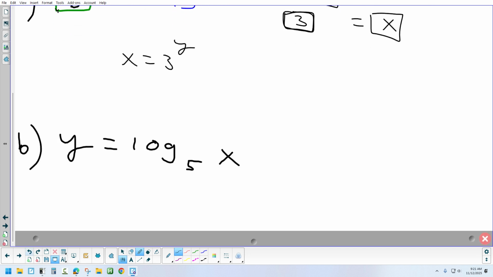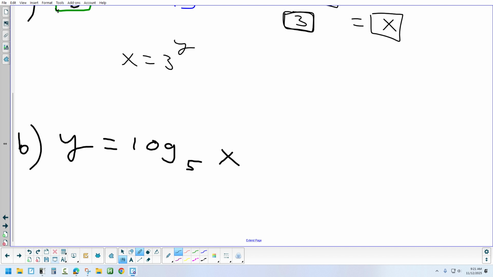All right, let's try this one. Okay, when we rewrite that in exponential, what is that going to look like?